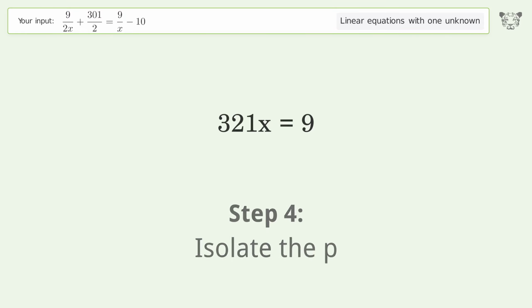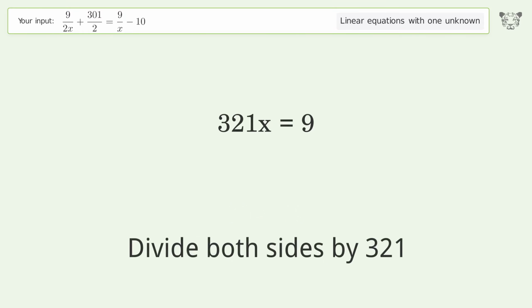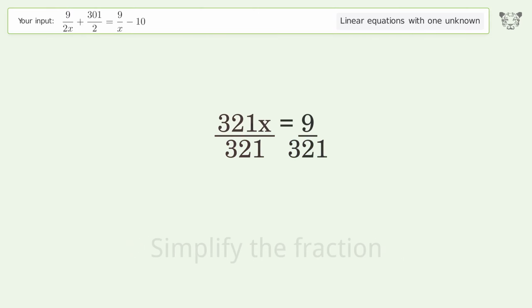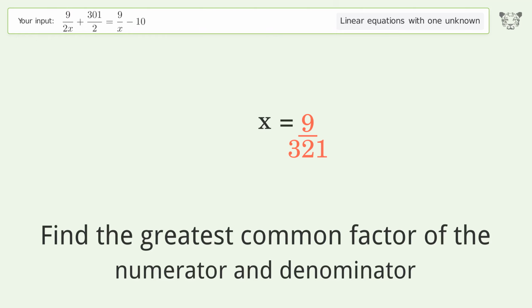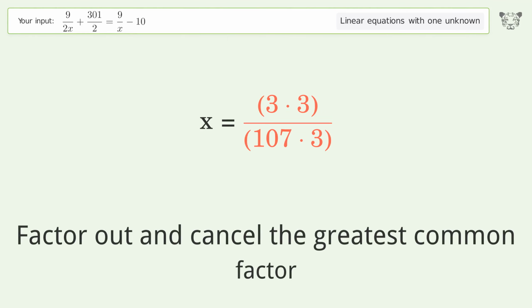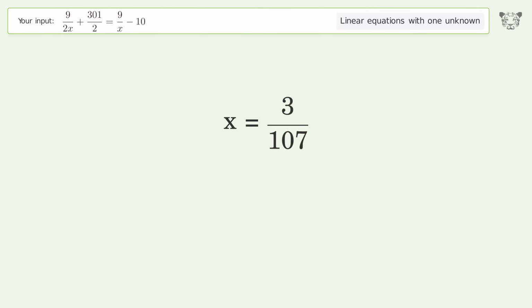Isolate the p. Divide both sides by 321. Simplify the fraction. Find the greatest common factor of the numerator and denominator. Factor out and cancel the greatest common factor. And so the final result is x equals 3/107.